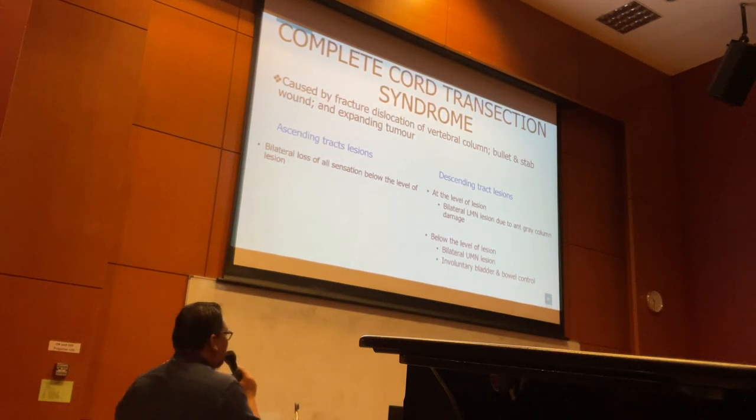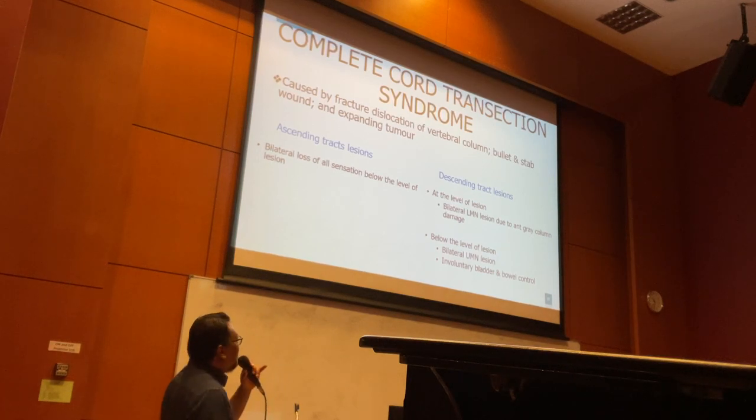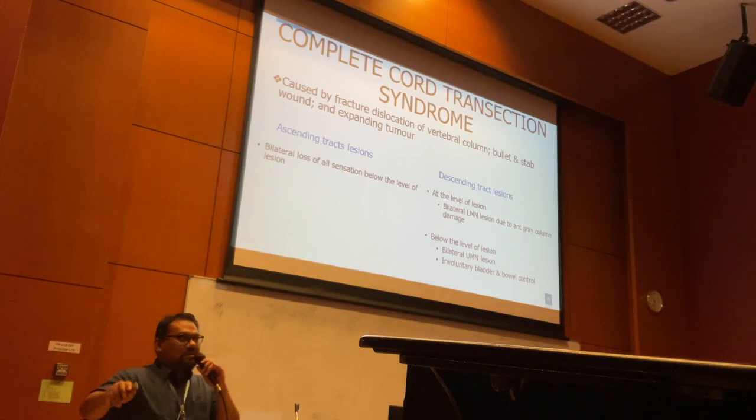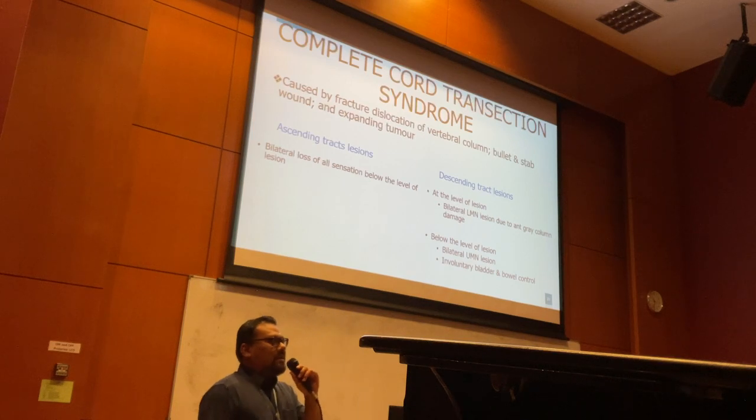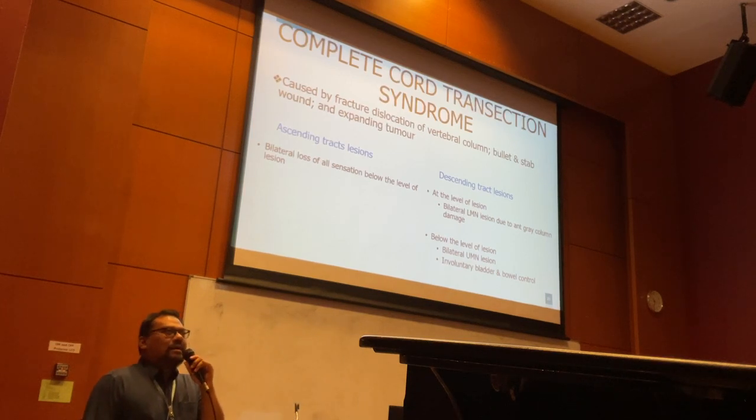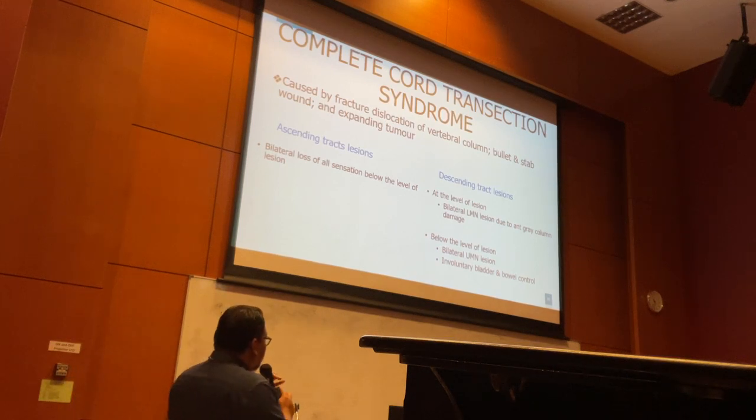So if transection everything spinal cord, the ascending part, so loss of all sensation below the level of the lesion. Okay, this bilaterally sebab the whole cord is transected. Ingat below the lesion. If the complete cord transection at T7, so dia punya T8 and below, sensation loss, everything bilaterally. Okay, so how about the descending tract lesion?